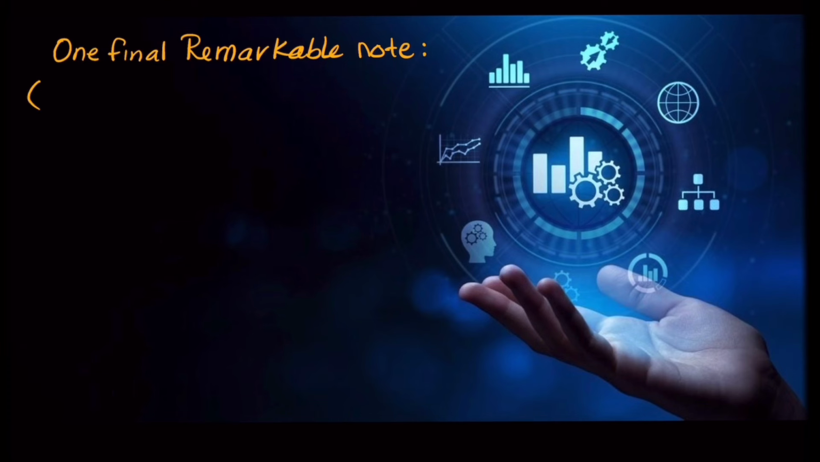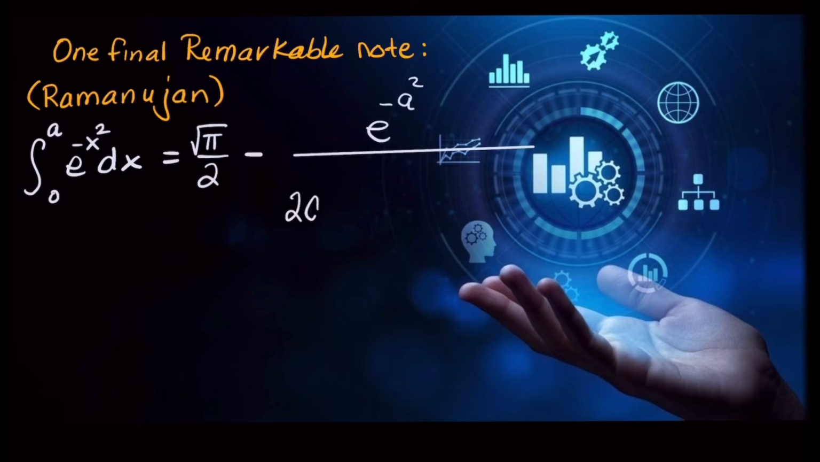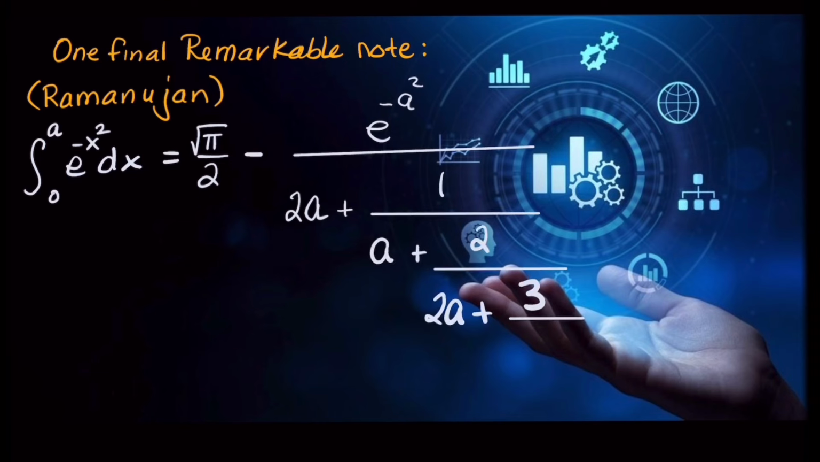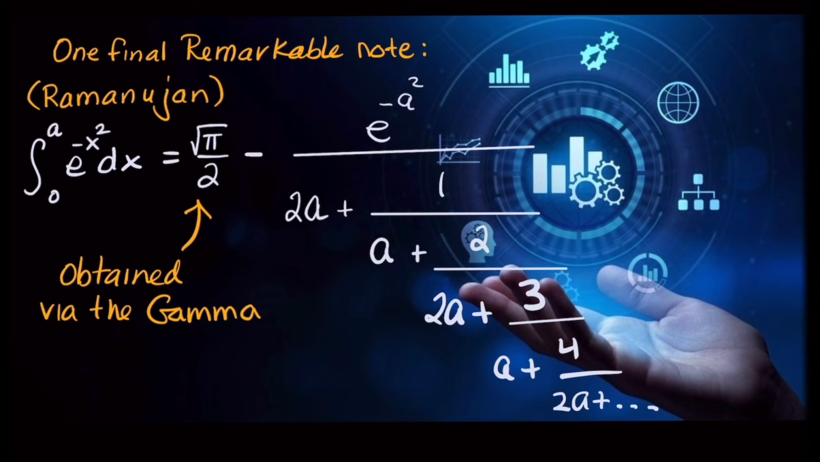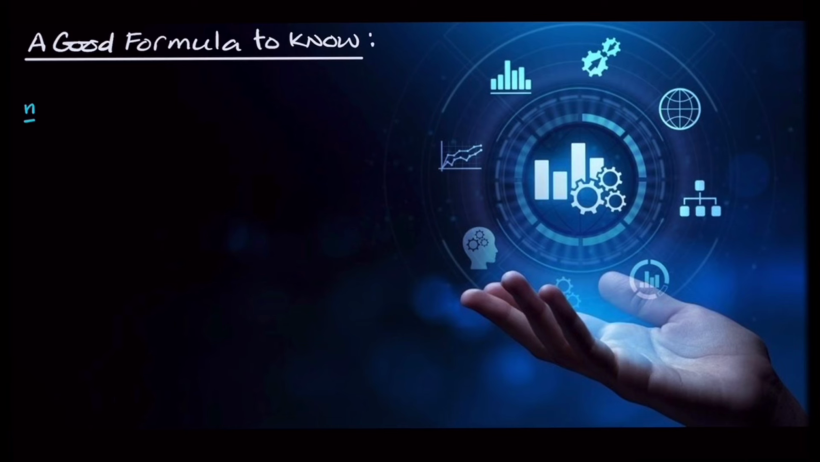Now, one final remarkable note comes from a mathematician named Ramanujan. It's about, well, we can call it a partial Gaussian integral from 0 to a. And he found this beautiful continued fraction expression that calculates this Gaussian integral. And that first term comes from something called the gamma function. And this is a beautiful formula to really unfold and unpack and check out for yourself to see how it is related to the Gaussian integral.